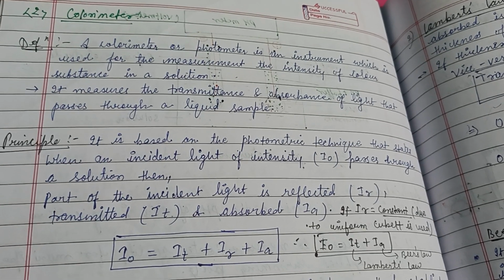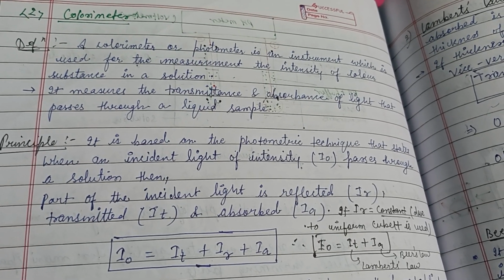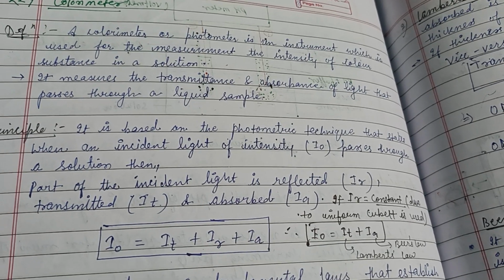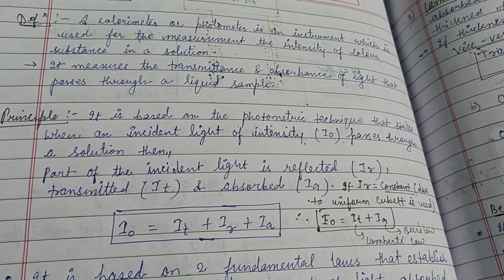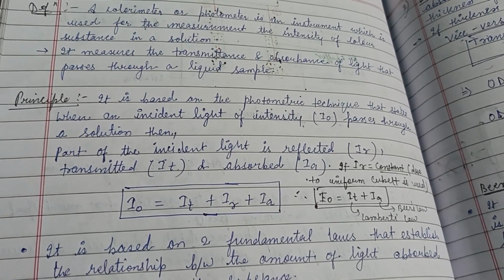Yeah, hi friends. Today I'm going to share the content of the colorimeter, which is an analytical instrument. It is a basic instrument which is used for the measurement of the intensity of the color substance in a solution. So, what is the basic principle?